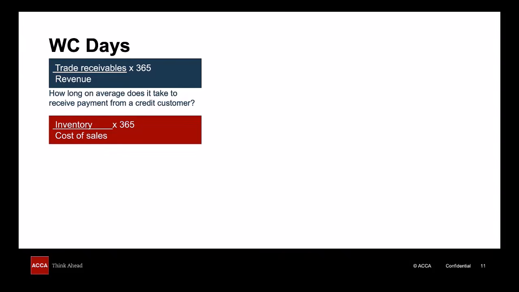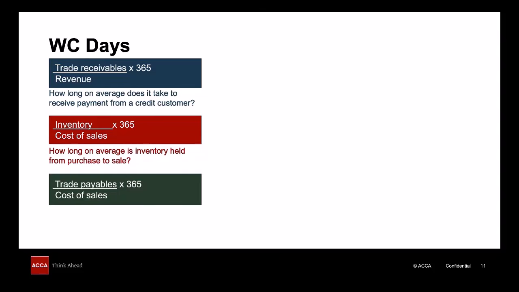We have inventory days. Remember, inventory sits over cost of sales because inventory is measured at cost, doesn't include the profit margin. Therefore, it's correct to sit it over cost of sales rather than revenue. Times 365. That shows us how long on average, of course the number coming out the other end is days, how long on average is inventory held from purchase to sale.